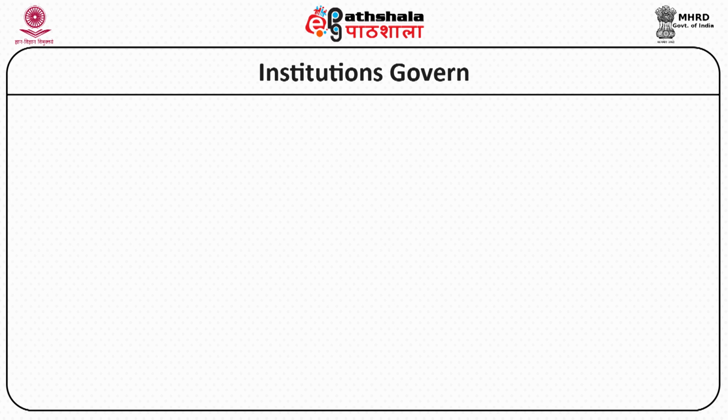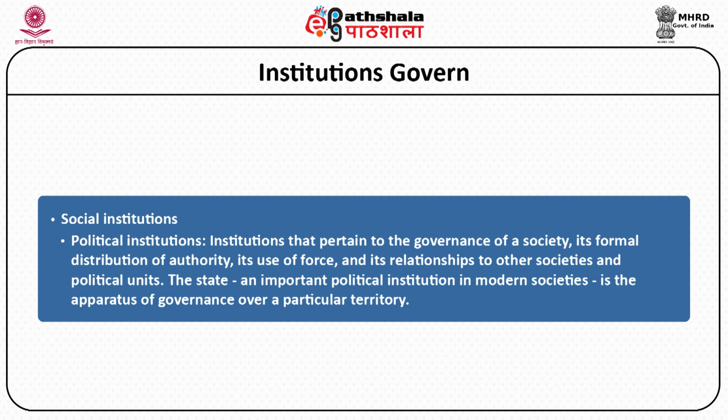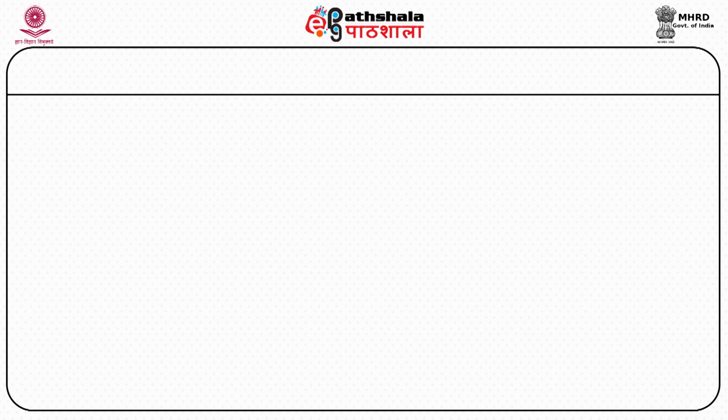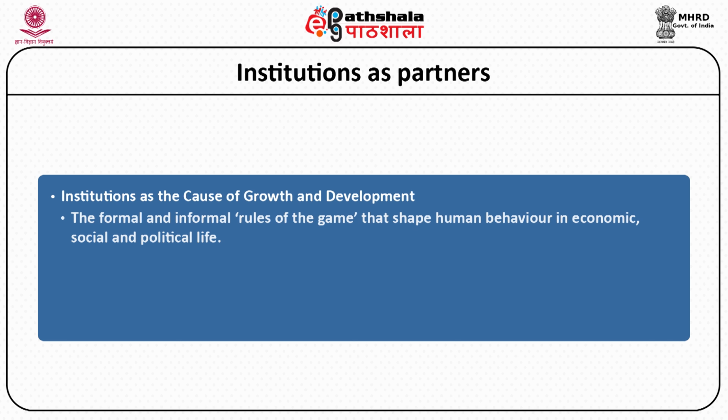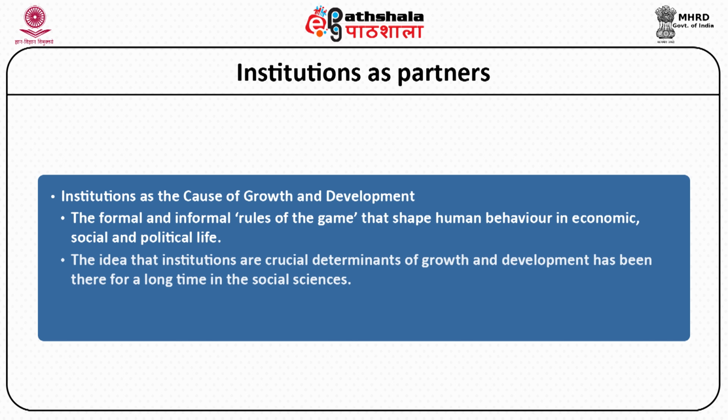Political institutions are studied as to how they govern the society. They are studied in terms of the distribution of authority, how the institution uses force, how it uses coercion to its own advantage. The institutions are studied in relation to the other political units as well as to the other political systems. Institutions affect and shape the behavior of human beings in the social, economic and political field.